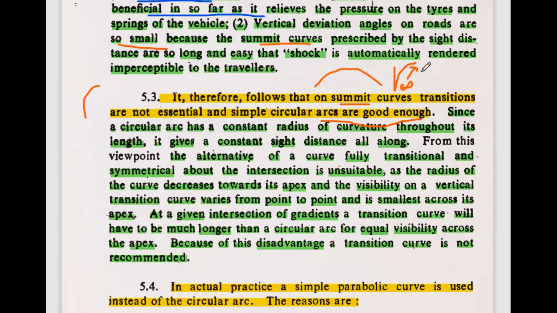So why are they saying that? Because if we have given a transition curve at the summit curve, initially the radius will be infinity and later the radius decreases towards the apex. Since the radius decreases towards the apex, there is a possibility that we will get a sharp peak at the summit, and if we have a sharp peak, then it will definitely be bad with consideration to the design for the safe side distance. So this is why they are saying that the circular arc is more beneficial in the case of summit curves.